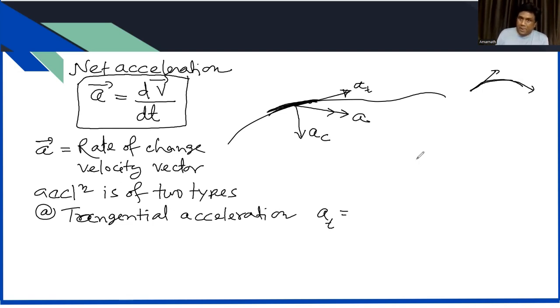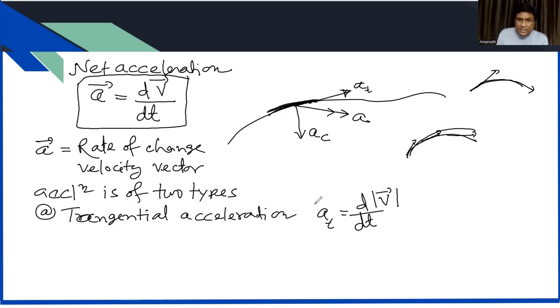I repeat, velocity may be changed in two ways. If direction changes, then also velocity changes. If speed changes, then also velocity changes. So tangential acceleration is because of the change of speed. And the other acceleration, called centripetal acceleration, is because of the change in direction. No need to worry about it. If the speed changes, say here the speed is 5 meter per second, here 6 meter per second, here 7 meter per second, so speed is changing. It means rate of change of speed. Remember, speed is the magnitude of velocity.